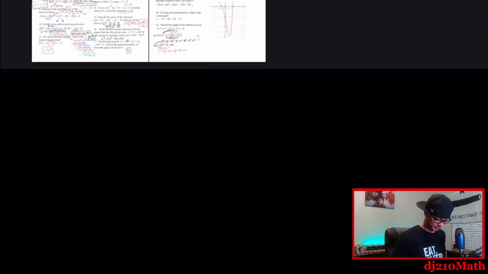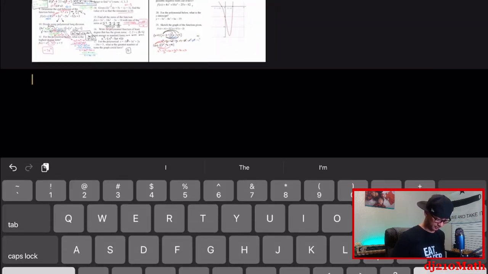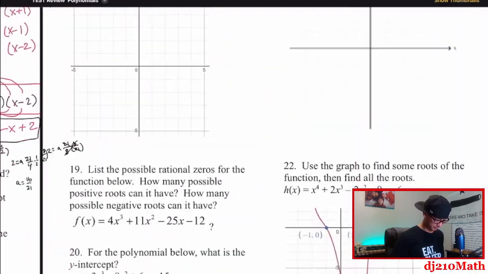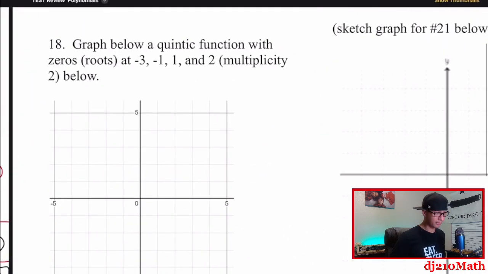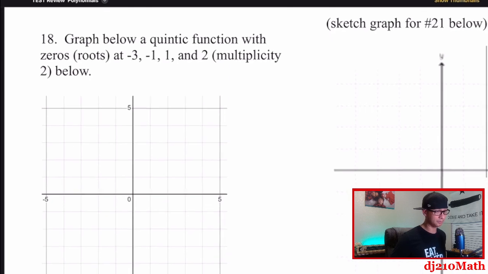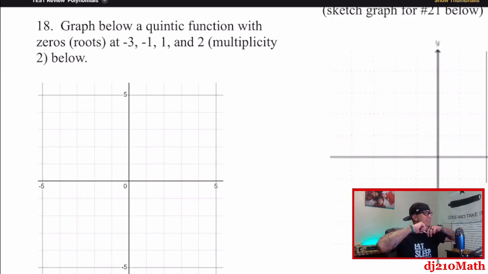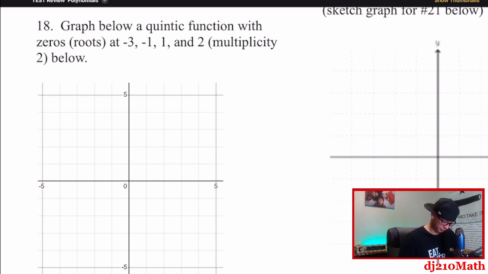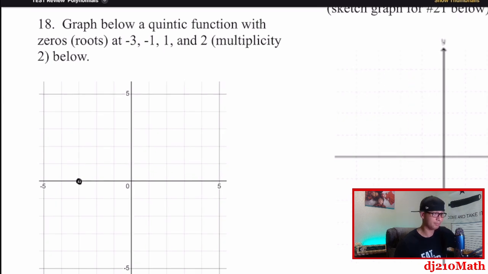All right, that's the front. Let's look at the back. We're almost done. Fresh page. Let's go. All right, 18. Graph below a quintic, so x to the 5th power, function with zeros at negative 3, negative 1, positive 1, and 2.